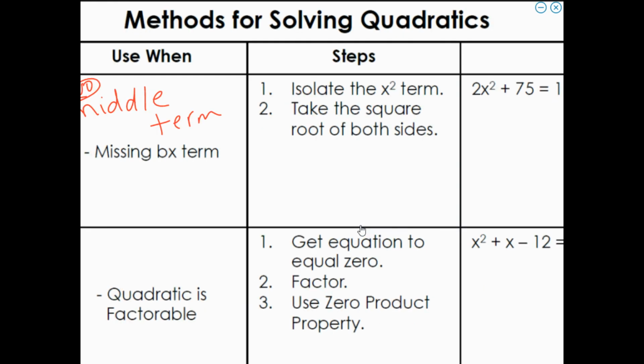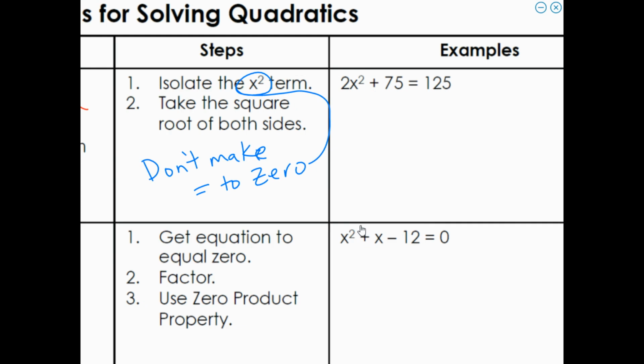The square root property is the only one also that you don't make equal to 0. You don't make it equal to 0 because you're trying to get the x squared term all by itself. Which means everything else has to get moved to the other side, and that may not always be 0. And so it's the only one that you won't make equal to 0 before you do anything with it.